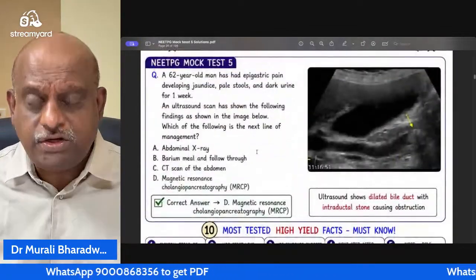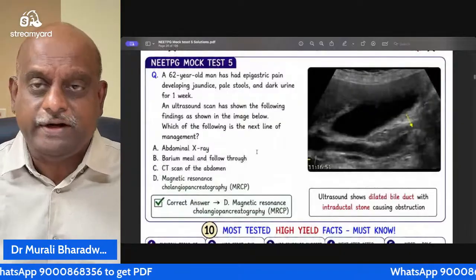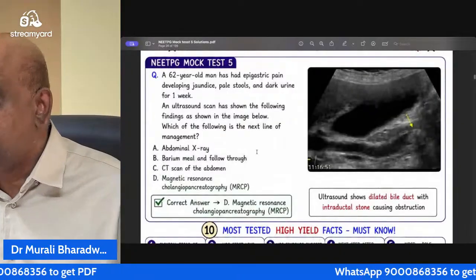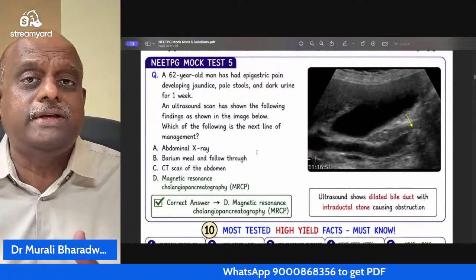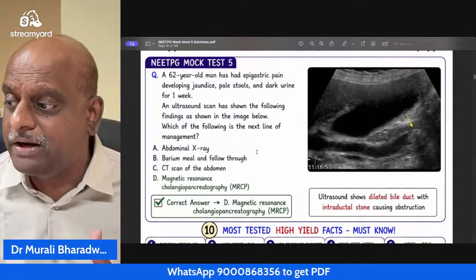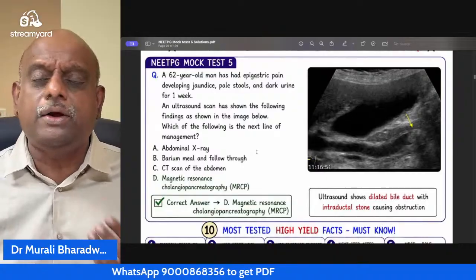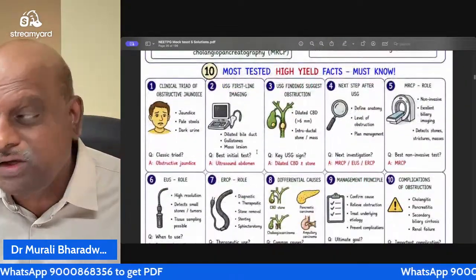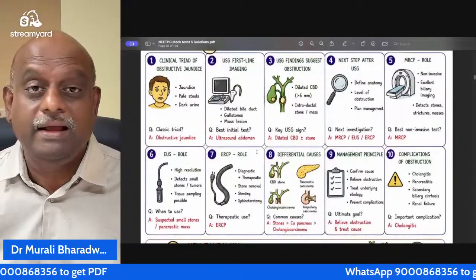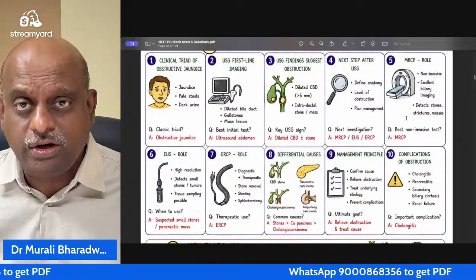60-year-old has epigastric pain with jaundice, with pale stools, with dark urine. Ultrasound shows a dilated bile duct with an intraductal stone which is causing obstruction. Magnetic resonance cholangiopancreatography is the gold standard investigation, which is what we need to basically remember. So, best non-invasive test.